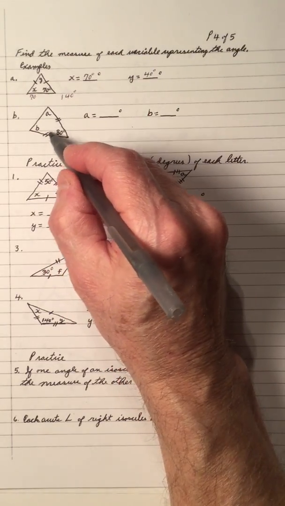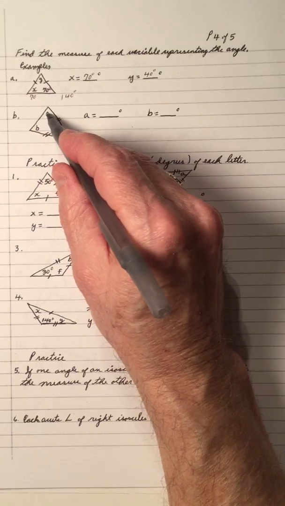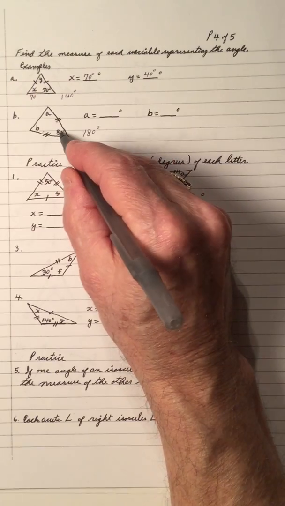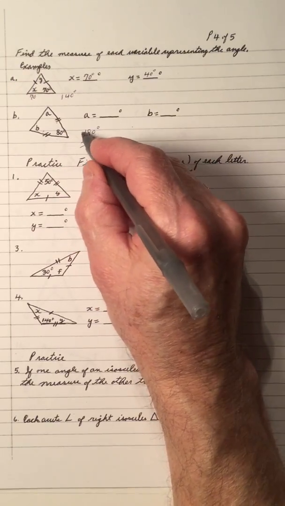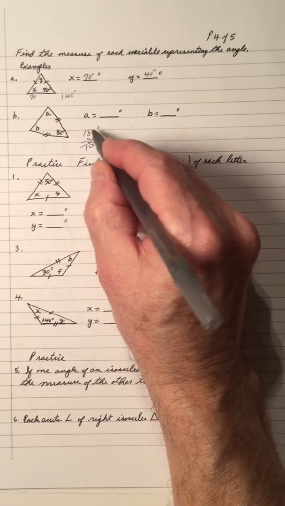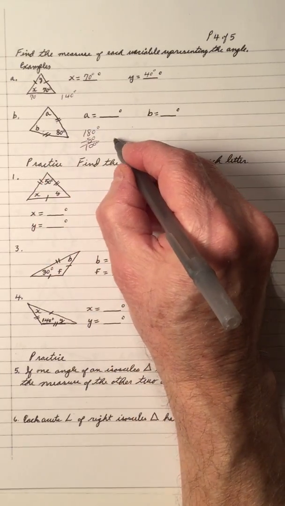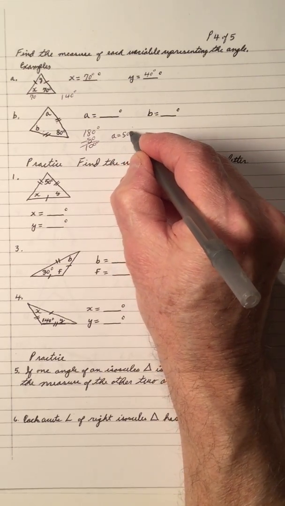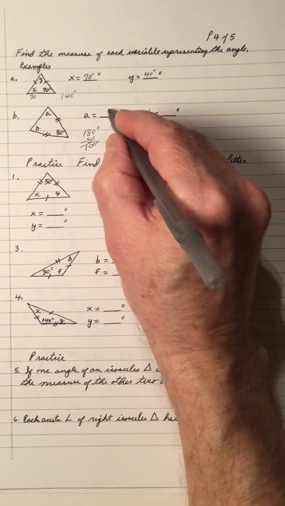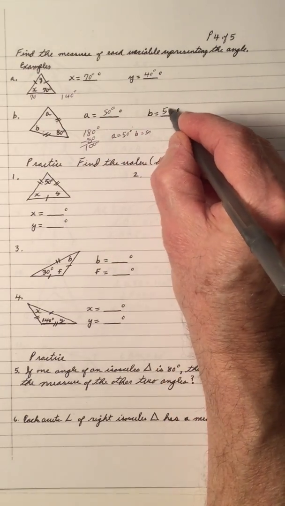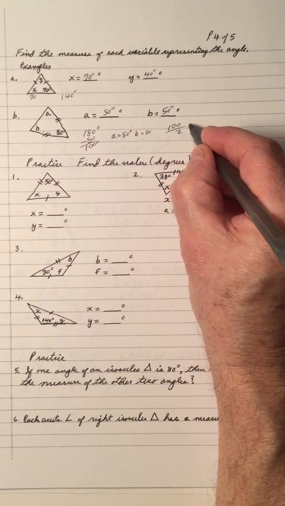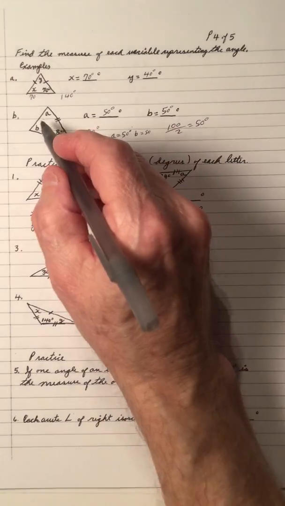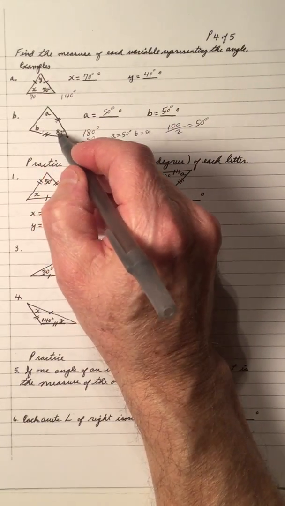And if these two sides are equal, that means these two angles are equal. The triangle has 180 altogether. There's 80 right here. If I subtract 80 from 180, I get 100. So A and B are equal, and they add up to 100. So A must be 50 and B must be 50, because 100 divided by 2 is 50 each. So 50 plus 50 is 100, and 180 altogether.